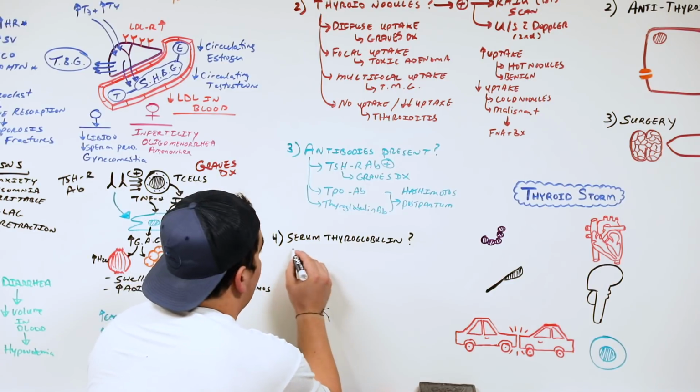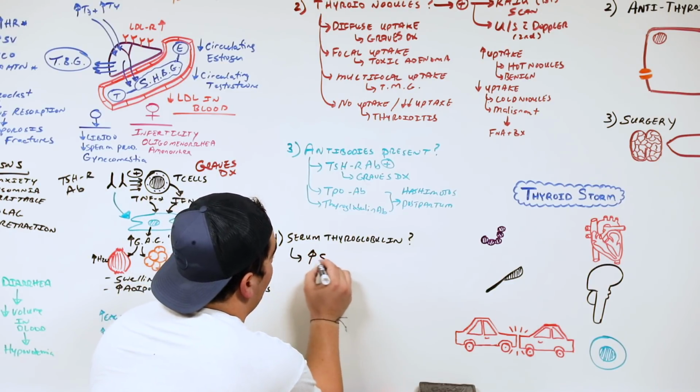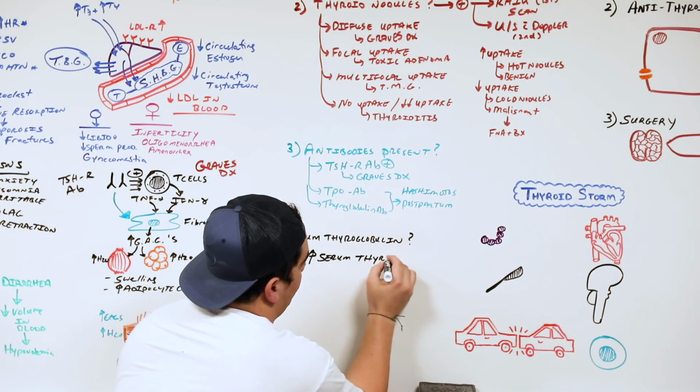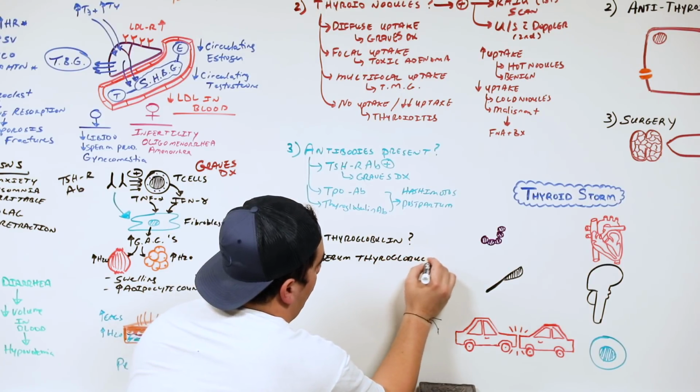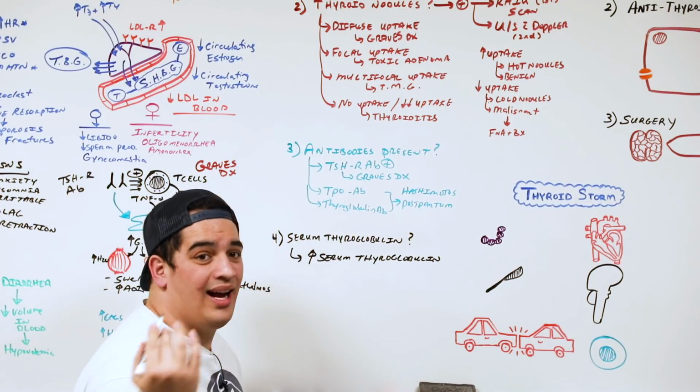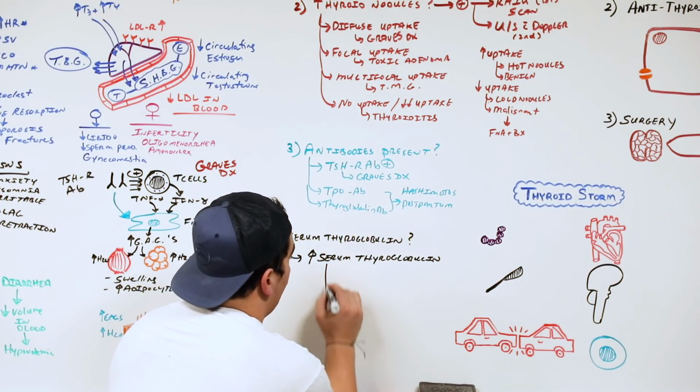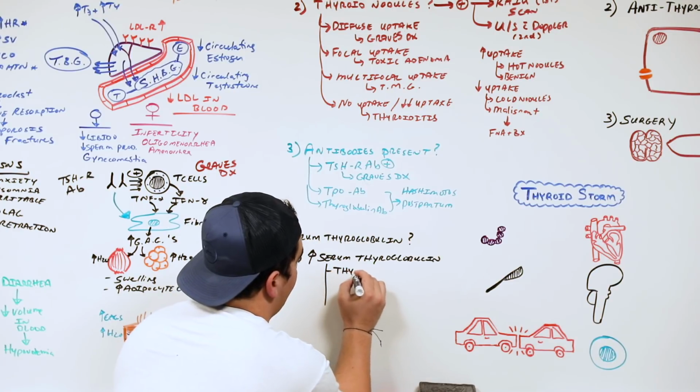So whenever there is high serum thyroglobulin, what did we say was one of those issues? One of them was because of the thyroiditis. You were injuring the thyroid follicular cells. So one particular reason is going to be thyroiditis.